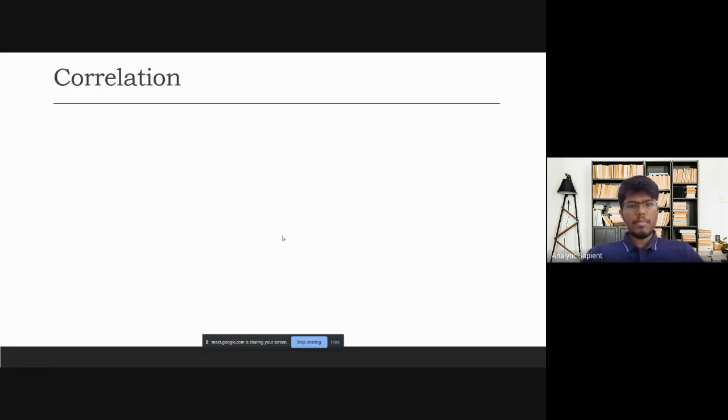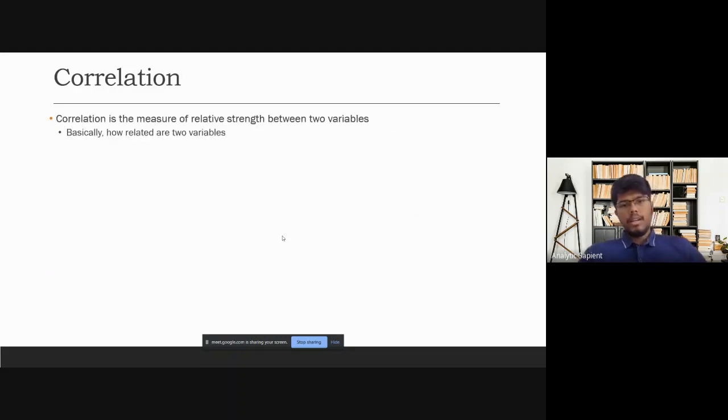Okay. So first is correlation. Now correlation is basically the relative strength between two variables. So it's like if one variable is increasing, how is the other variable moving? Is it increasing or decreasing, or is there no effect on it? Okay, it's basically how they are related.